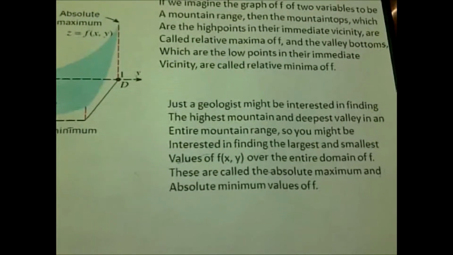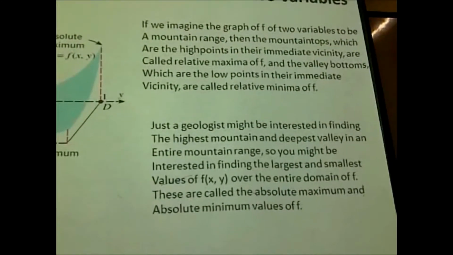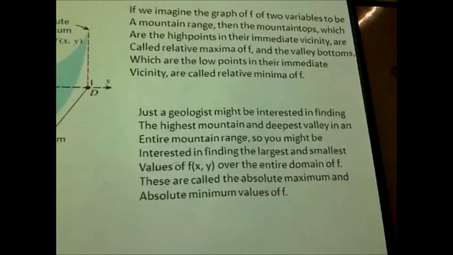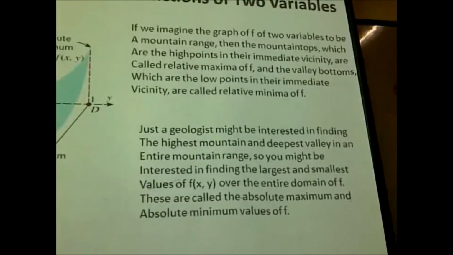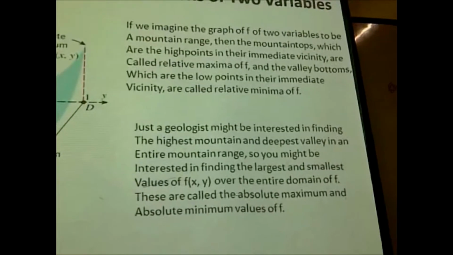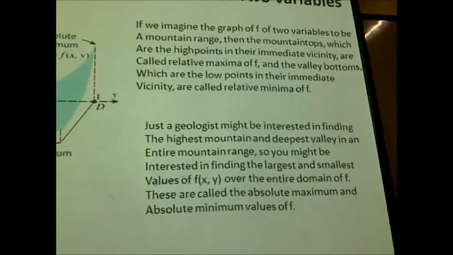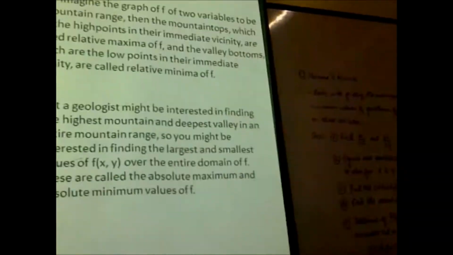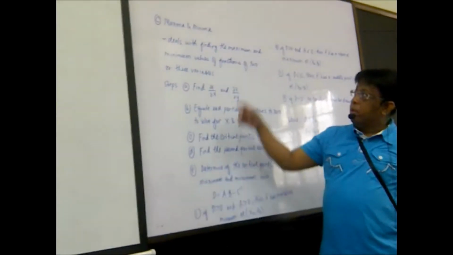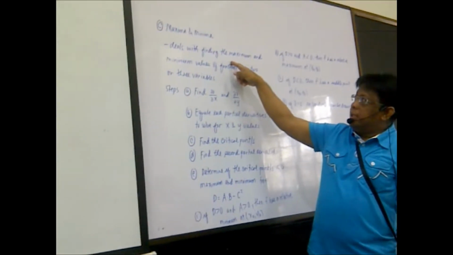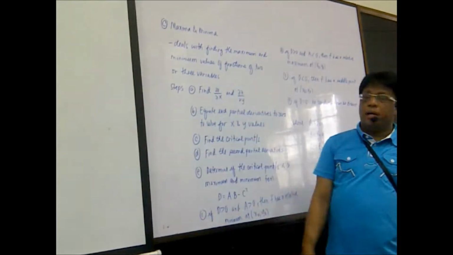Just as geologists might be interested in finding the highest mountain and deepest valley in an entire mountain range, you might also be interested in finding the largest and smallest values of the given function f(x,y) over the entire domain of f. These are called the absolute maximum and absolute minimum values of f. So maxima and minima deal with finding the maximum and minimum values of functions of two or three variables.